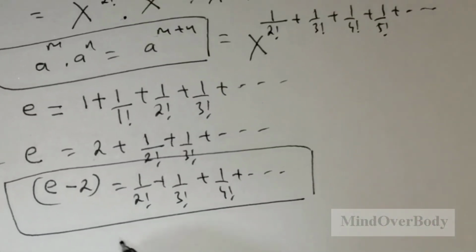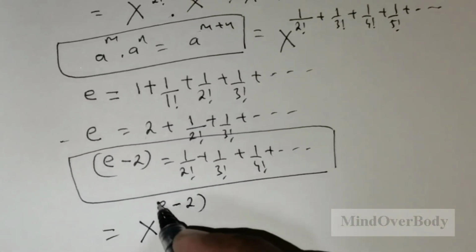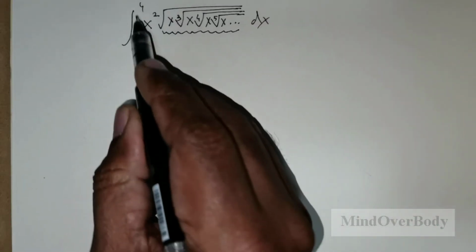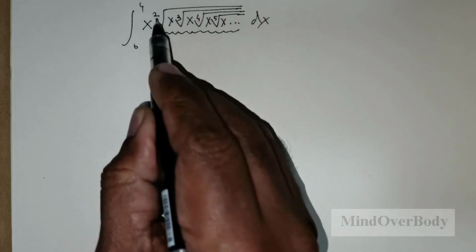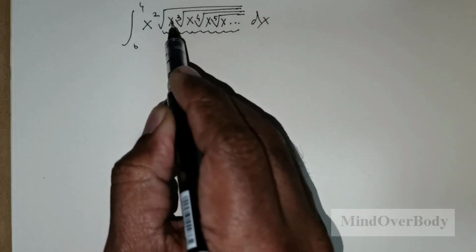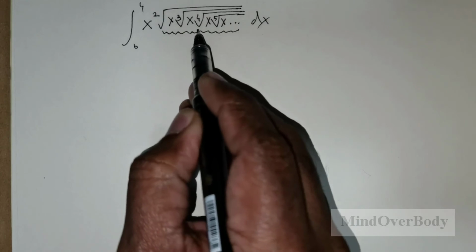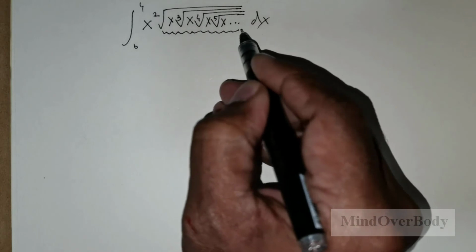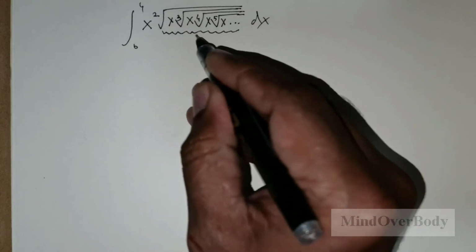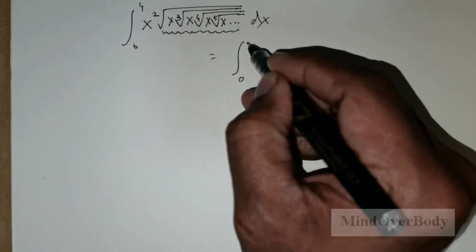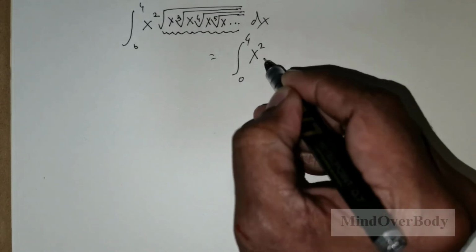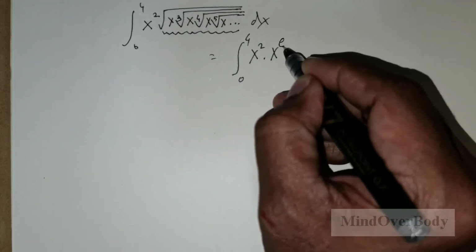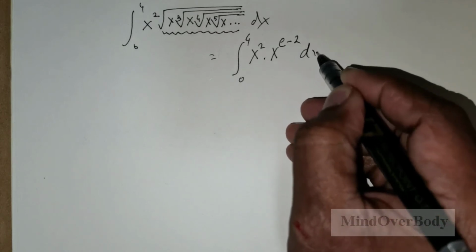So I can now rewrite this quantity as x raised to the power e minus 2. So this is what I've got now. Coming back to the question, integral 0 to 4 of x squared times the square root of x, the third root of x, the fourth root of x and the fifth root of x etc., times dx. We have already simplified this quantity, so I'm going to place that quantity, which is going to be integral 0 to 4 of x squared times x raised to the power e minus 2 times dx.